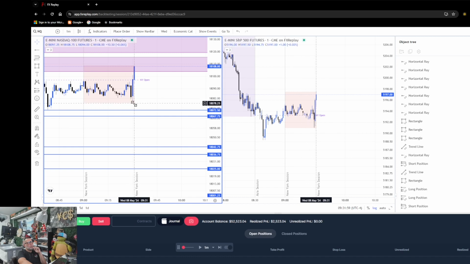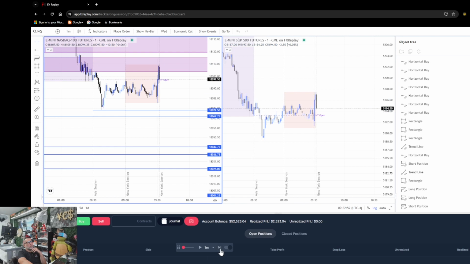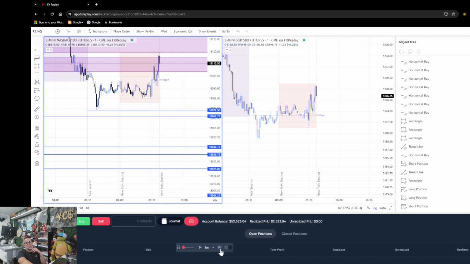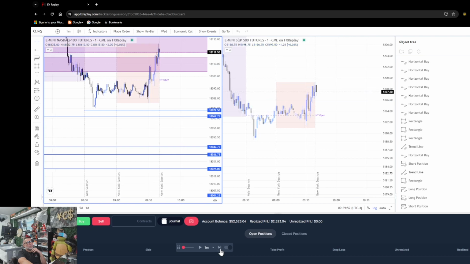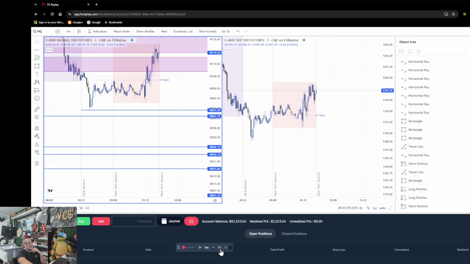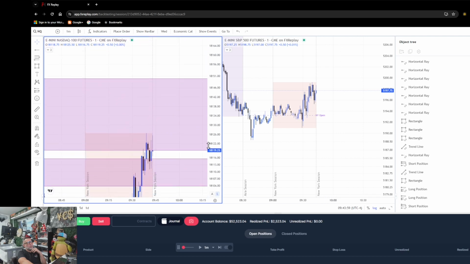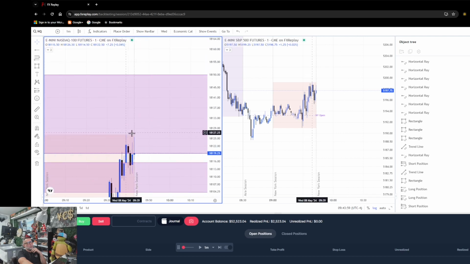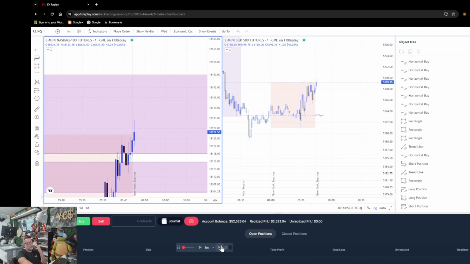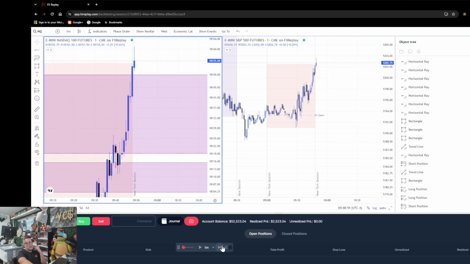9:30. Price pushes up. We're in some fair value gaps. All right, cool. Price pushes back down. Price continues to push up. We're in those fair value gaps. At this point, I want to see this high taken out, but not taken out on ES, or vice versa. Continues pushing up. Continues to push up.